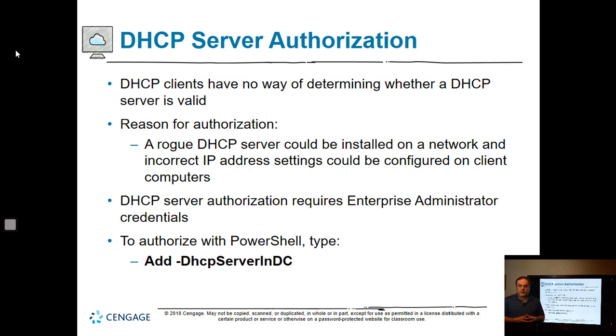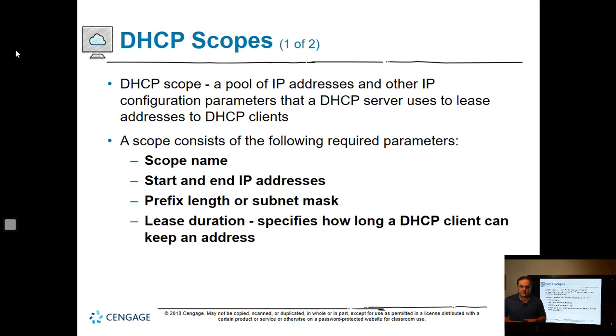DHCP clients have no way of determining whether a DHCP server is valid. There is no security when it comes to the DHCP request. So that's one of the other reasons you need to make sure that your server is authorized. I've seen many networks be brought down because of a rogue DHCP server. And it's not usually something malicious, it's just usually an accident, that somebody maybe plugged in a wireless access point that turned out to be a wireless router, and the DHCP server was turned on. And there are a lot of other devices that do that kind of thing as well.